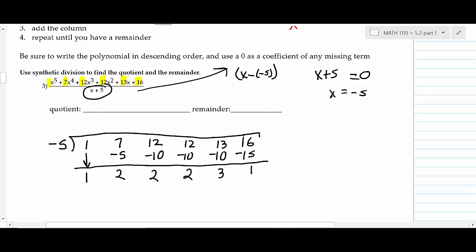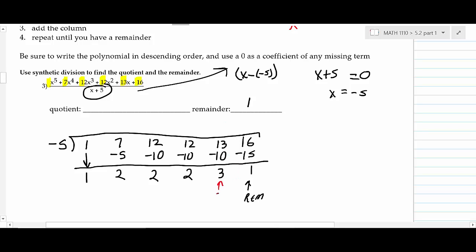Okay? You guys see what I did? Okay, it's just really bring down the first number, multiply, add, multiply, add, multiply, add, over and over again until you get a remainder. So this thing right here is the remainder. So you have a remainder of 1. And then it goes like this, okay?